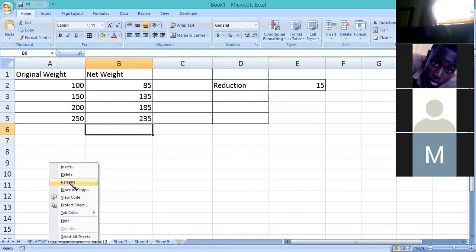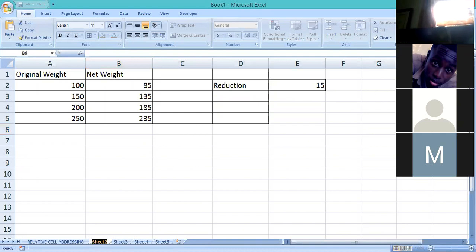So I'm going to rename my sheet. Right click and select rename, and I'm going to name it absolute cell addressing. And that's it. Oh, this is not spelled properly. Absolute. I left out the U.